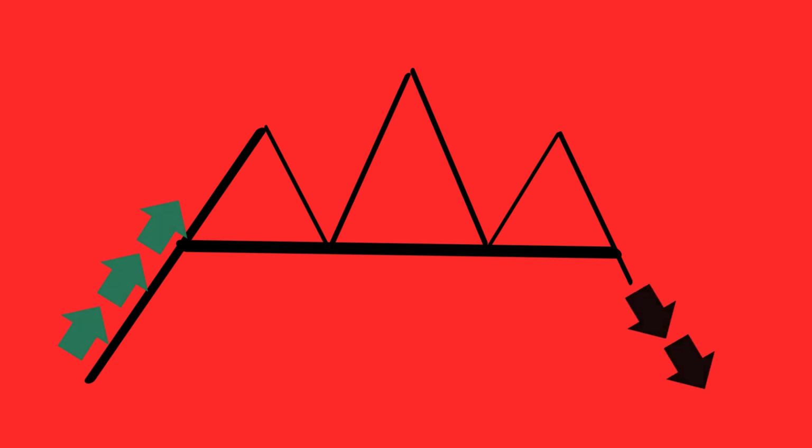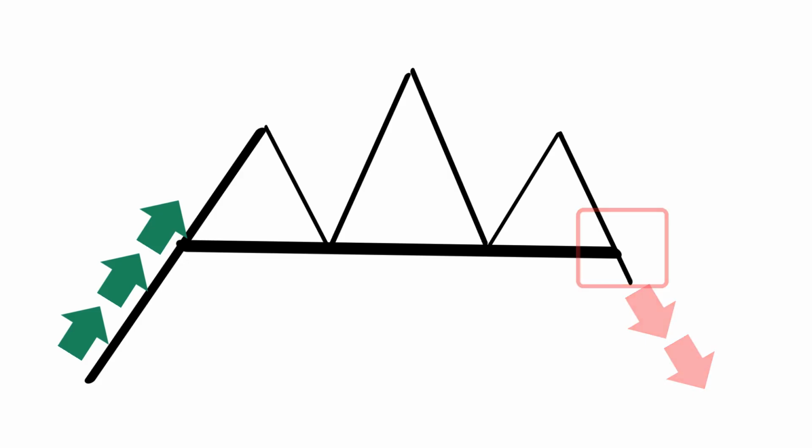Standard head and shoulders, bearish. The standard head and shoulders pattern is a bearish reversal pattern that forms after an uptrend. It signals that the market might be shifting from a bullish trend to a bearish one. Once the price breaks below the neckline, it confirms the reversal.